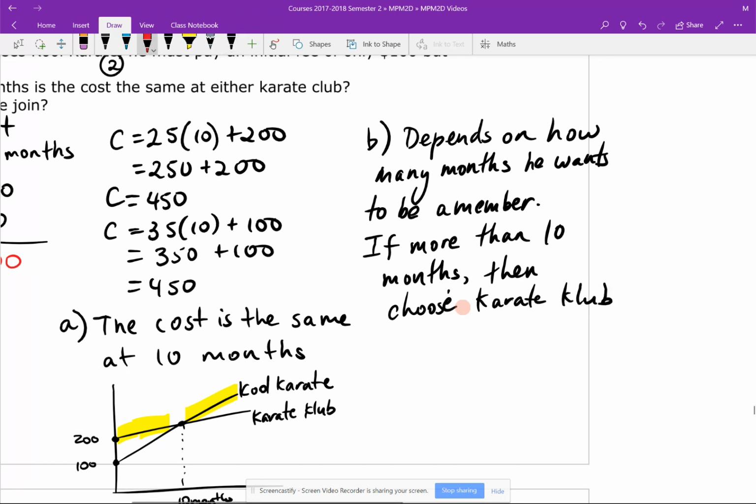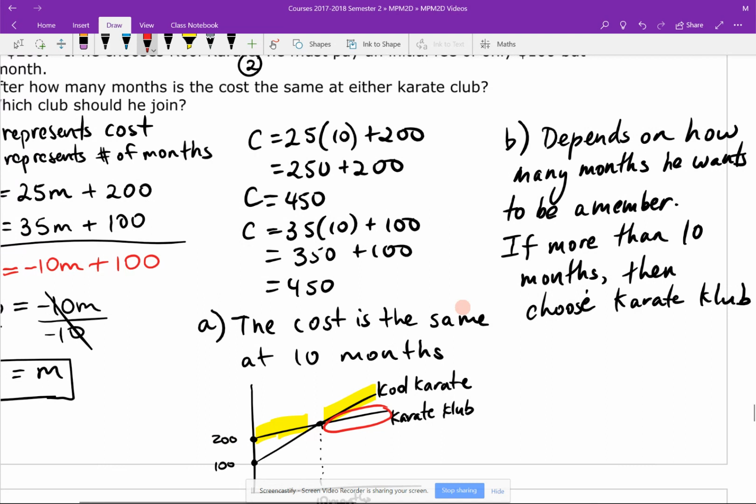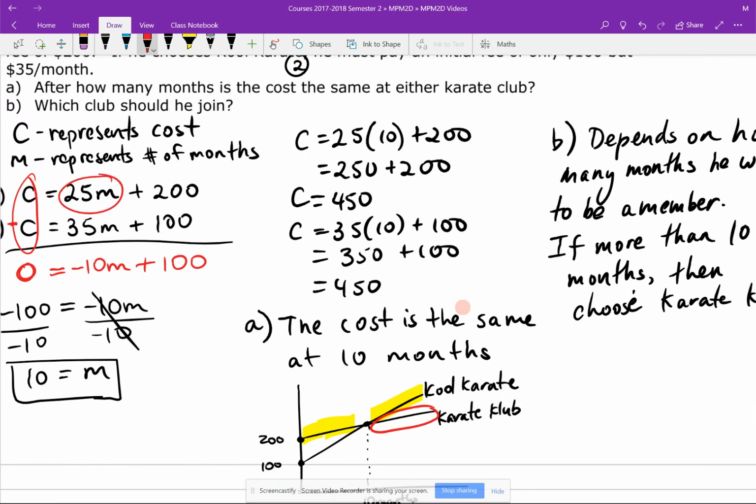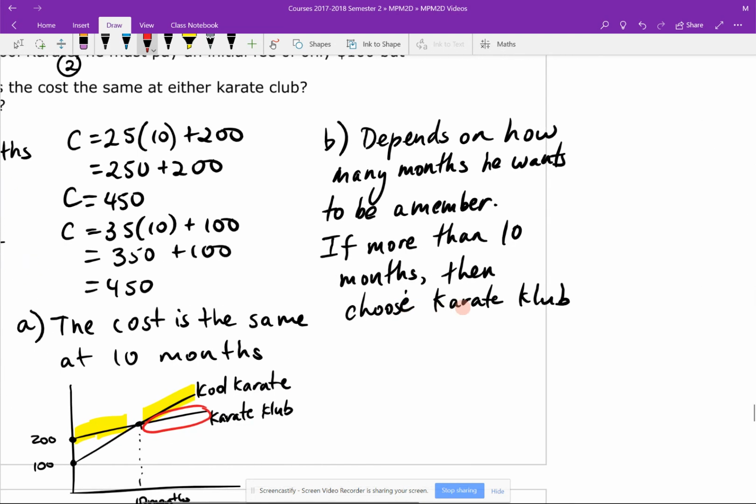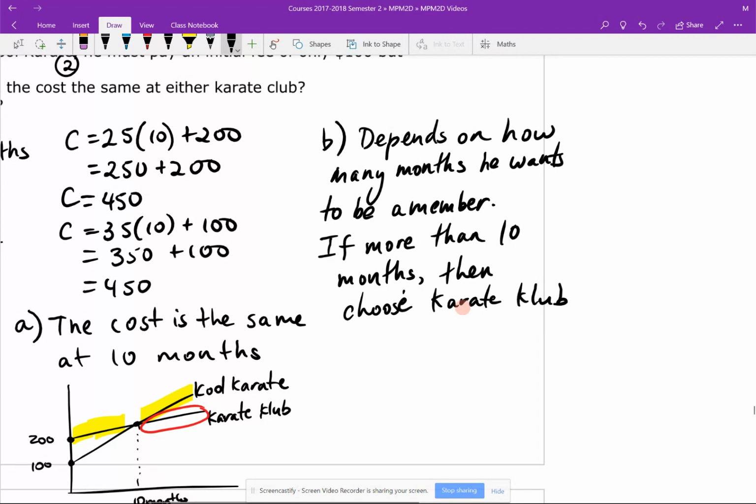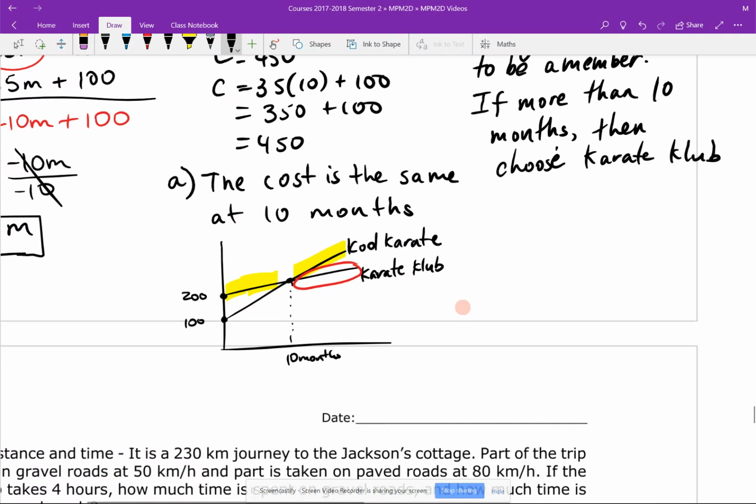Why? Because if you look on the graph, monthly rate's still cheaper. You've already passed the point where they have the same cost. So it's just a matter of which one has the cheaper monthly cost, and that's Karate Club, $25 a month.